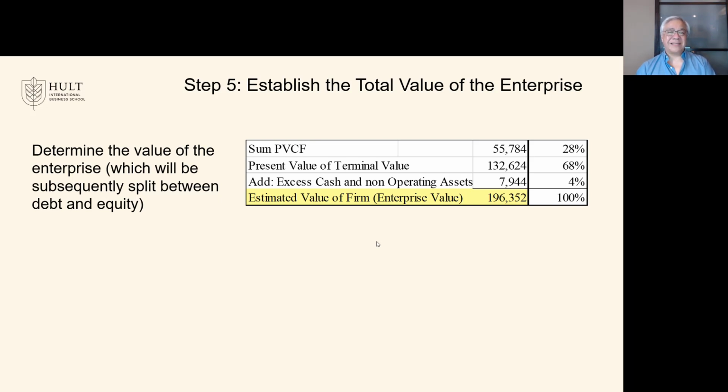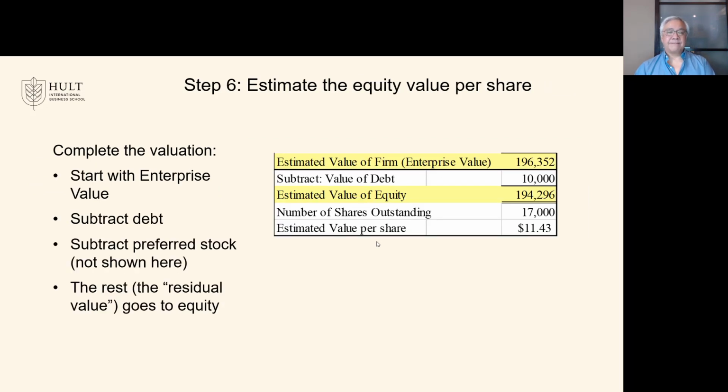So it did liquefy at some point when they sold their non-operating assets. Step 6 is estimate the equity value. So we take the enterprise value, and from that we subtract the debt and get to the equity value for the company. If we know the common shares outstanding, we can divide the equity value by the shares to get price per share.